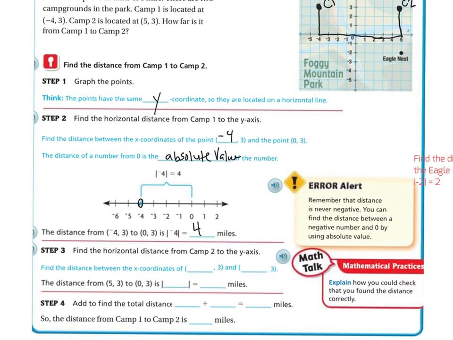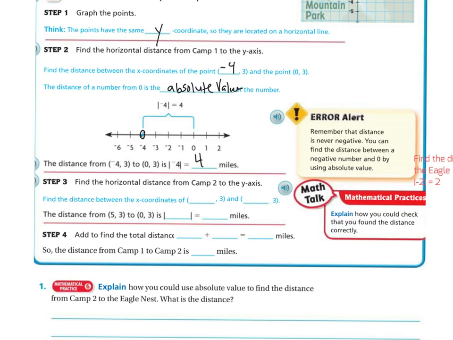Let's keep going. Now find the horizontal distance from Camp 2 to the y-axis. Find the distance between the x-coordinates of 5 and 0. The distance between 5, 3, and 0, 3 is 5 miles. So now we're going to add the total. We have the 4 miles and the 5 miles. So 5 plus 4 is 9 miles. The total distance from Camp 1 to Camp 2 is 9 miles.